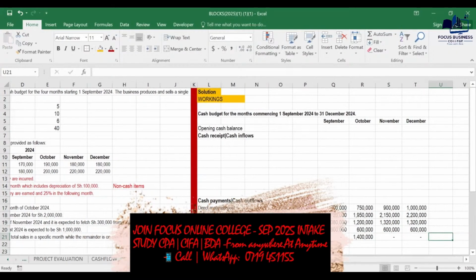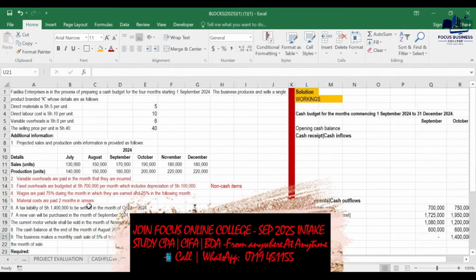No amount to be paid in other months. We are done with that. Let's move to point number 7.